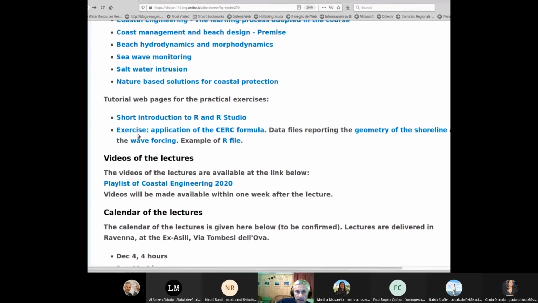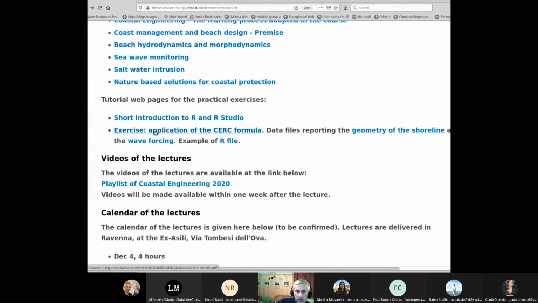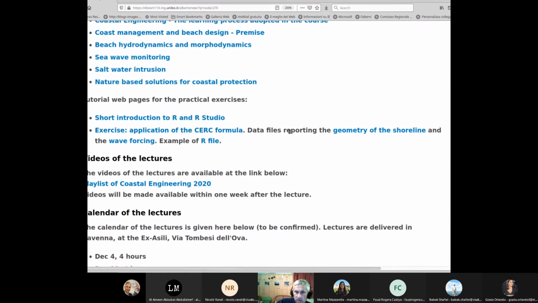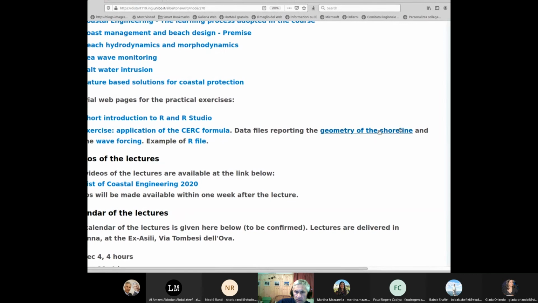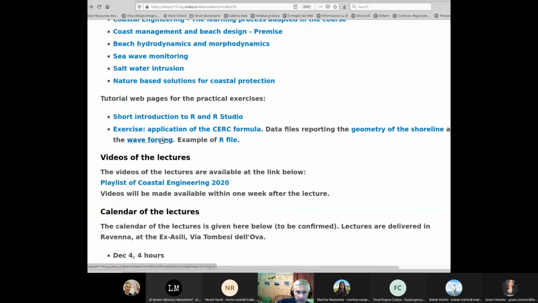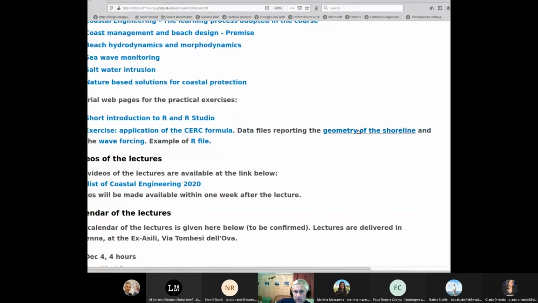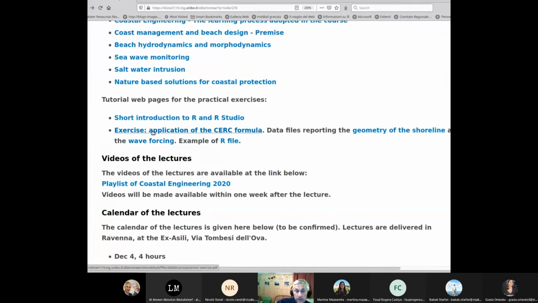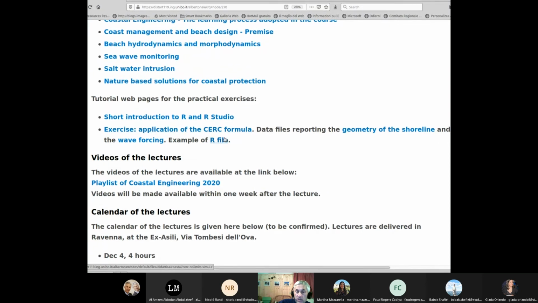And exercise, application of the Csc formula. And there are other links. Let's see, data files reporting the geometry of the shoreline and the wave forcing. So as data, we have the geometry of the shoreline and the wave forcing. So here we have to apply the Csc formula and the one-line model. Example of R file, which is very useful.